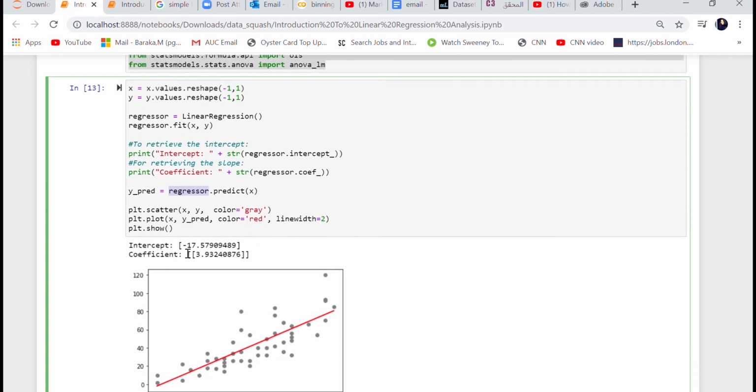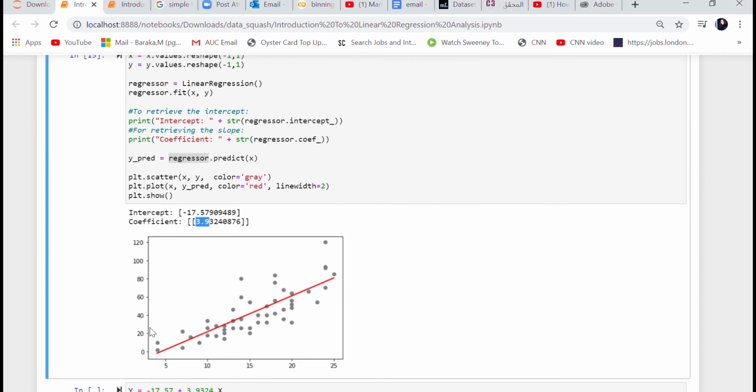So the intercept here is -17, and the coefficient is 3.9. So as we expected, because when we saw from the previous scatter plot that the relationship between x and y is positive, we also expect that the coefficient of the regression analysis is going to be positive. And the intercept is just -17. In most cases, we don't really care about the intercept. It's just where the line cuts the y-axis.